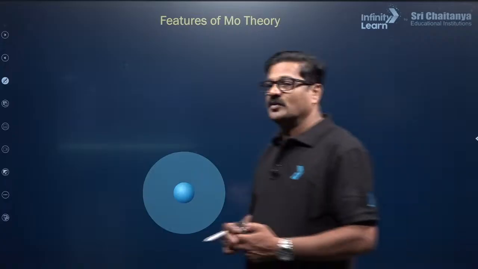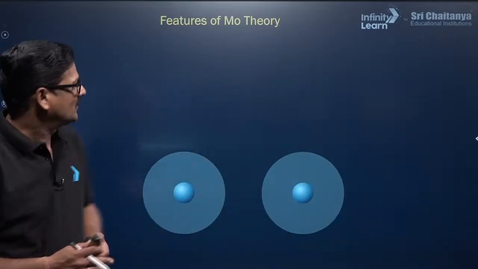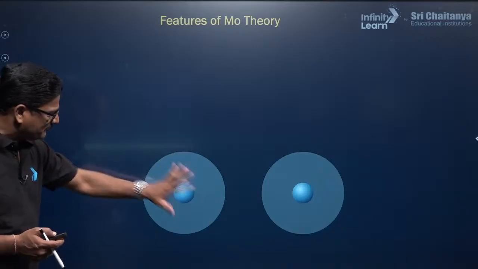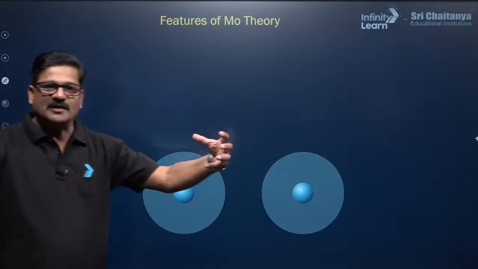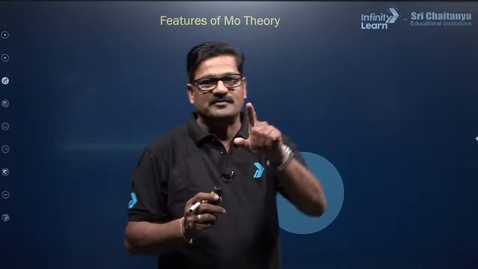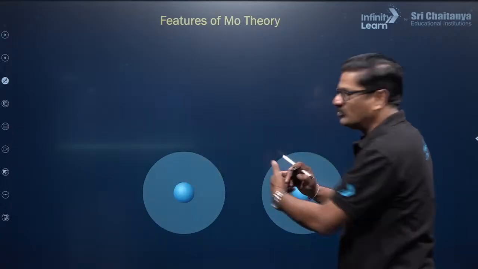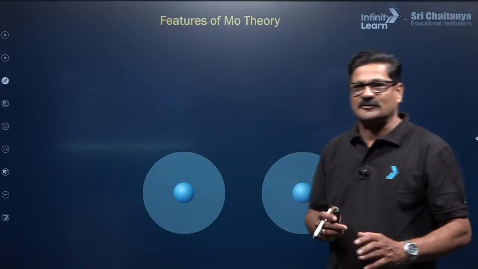So let's talk about the formation of a molecule. Features of the molecular orbital theory. This is an atom and this is an atom. When two atoms combine, they form a molecule. For example, this will be a hydrogen atom and this will be a hydrogen atom, and together they form a hydrogen molecule.